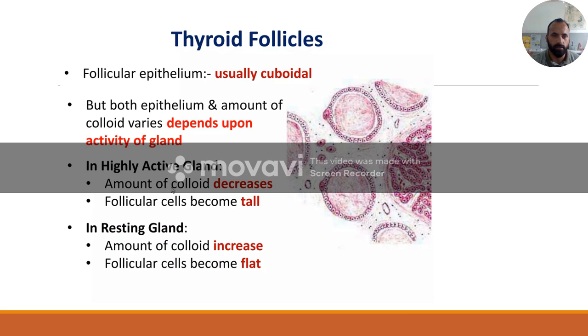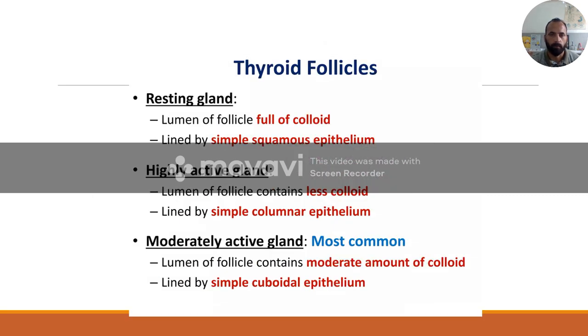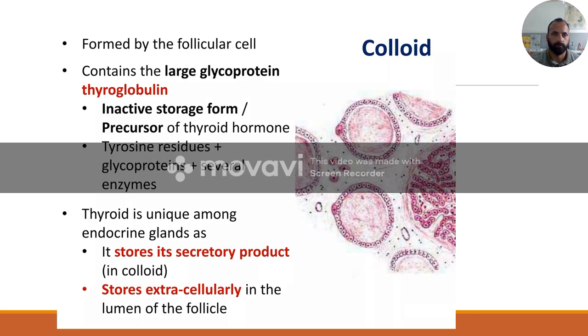So in highly active glands, the colloid will be used, so there will be a decrease in the colloid, but the follicular cells will become tall, that is, columnar type. In the resting gland, the colloid will be more, but the follicular cells will become flat, the squamous type. So this is how the resting gland, highly active gland, and moderately active gland differ, depending upon squamous, cuboidal or columnar epithelium.